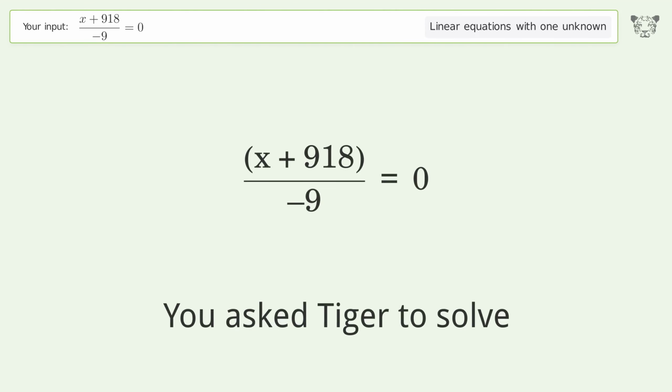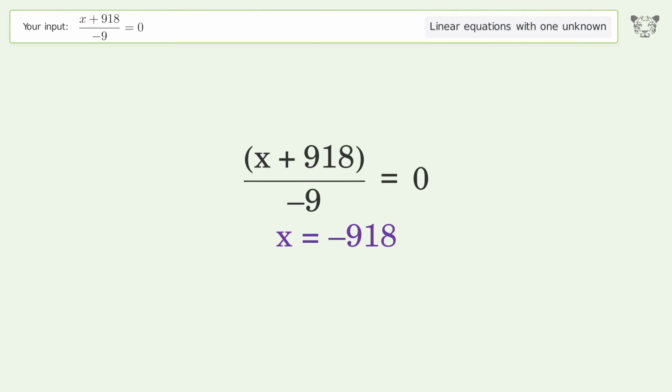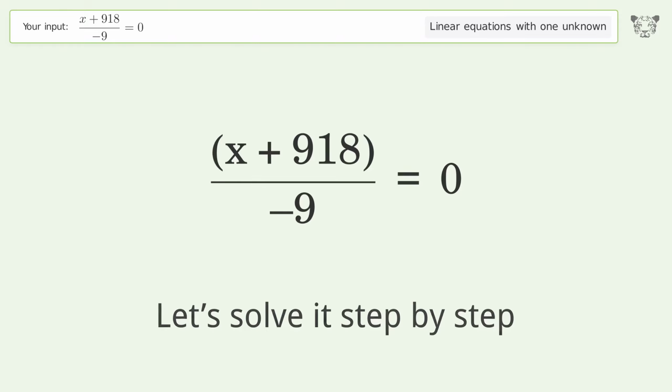You ask Tiger to solve. This deals with linear equations with one unknown. The final result is x equals -918. Let's solve it step by step.